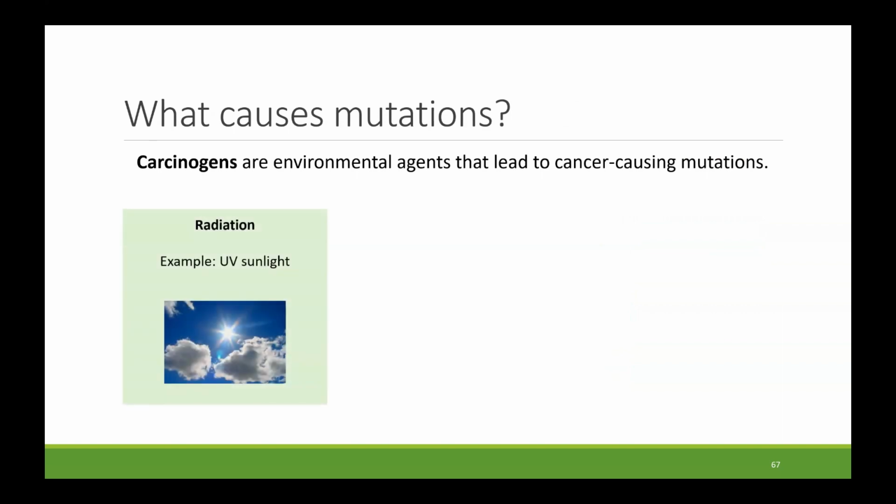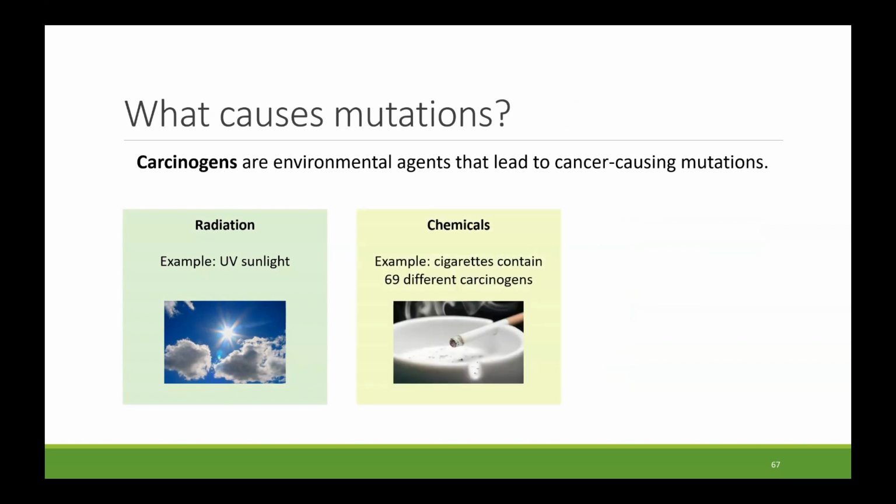One is radiation. So, for example, UV, ultraviolet rays that are emitted by the sun, cause mutations that lead to skin cancer. The second category is chemical carcinogens. So, for example, cigarettes contain 69 different chemicals that can cause cancerous mutations. They can not only lead to lung cancer, but also to mouth and throat cancer.